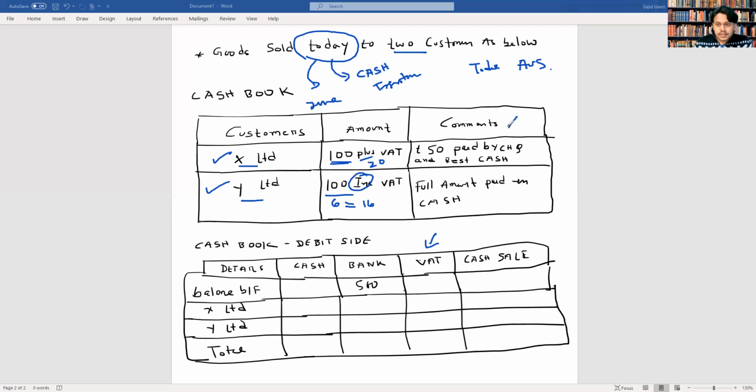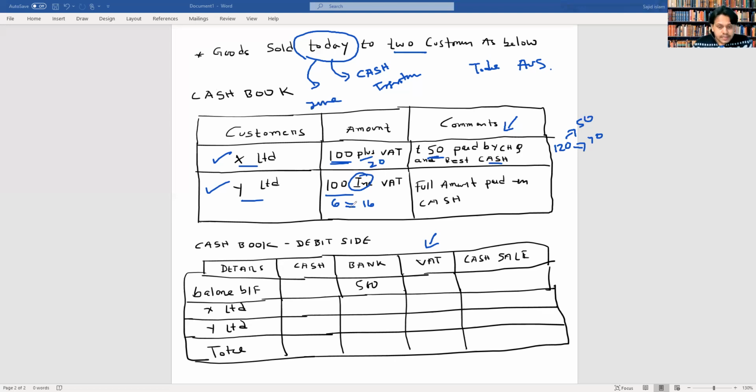In the comment section, we can see they said £50 paid by cheque. That means £50 comes to the bank and the rest in cash. That means if I add £20 to the 100, that will be 120, isn't it? So 120 is the total, and out of 120, £50 came to the bank. And that means another 70 we received in the form of cash. So 100 plus VAT, that means 120. Out of 120, £50 in the cheque, the rest is cash. So 50 is the bank, money came to bank, 70 is the cash.